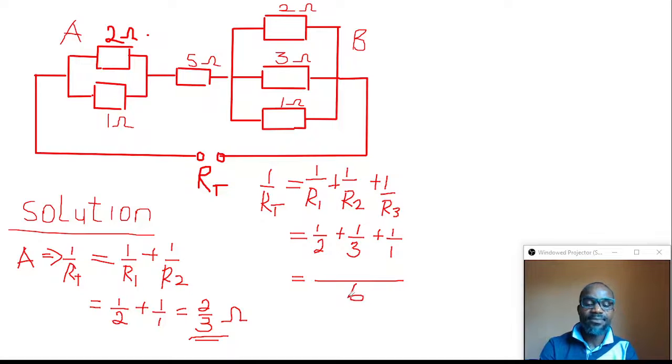All right, let's quickly move on. 6 divided by 2 is going to get 3 each. Then that 3 each multiplied by this one remains 3. So we have not changed anything.